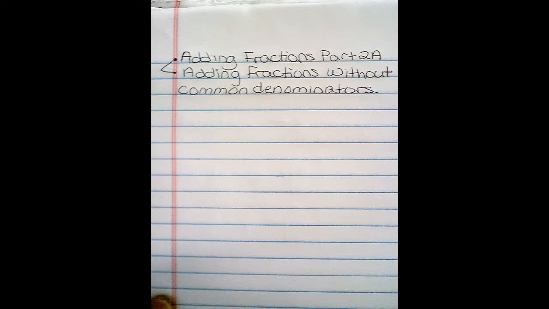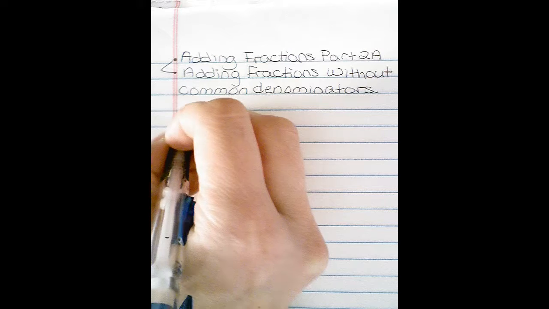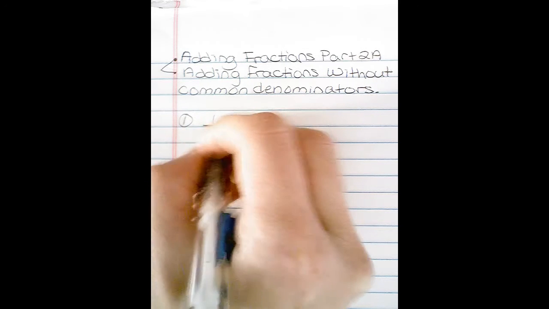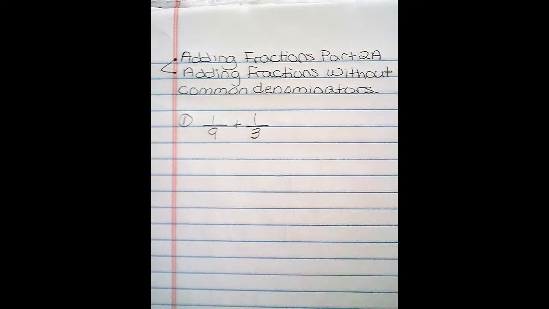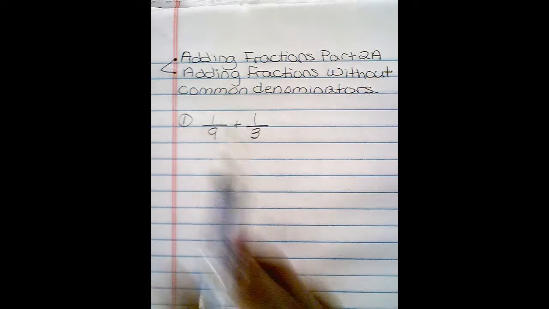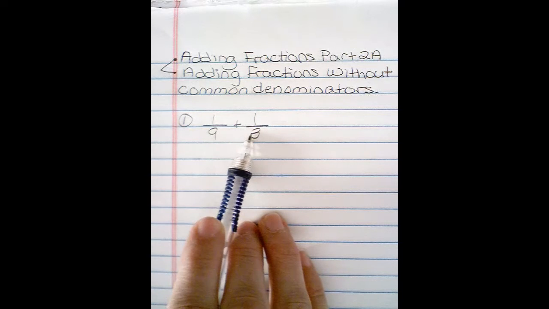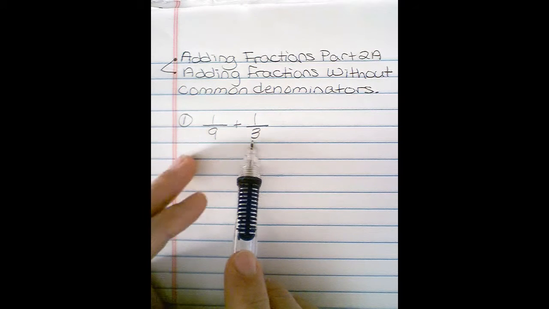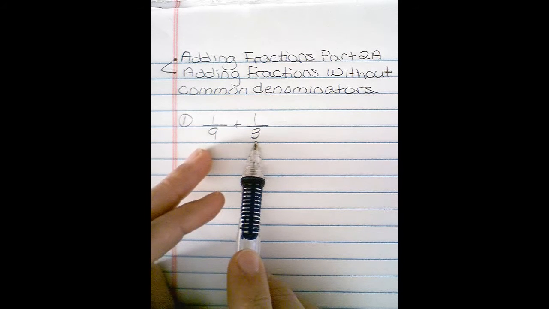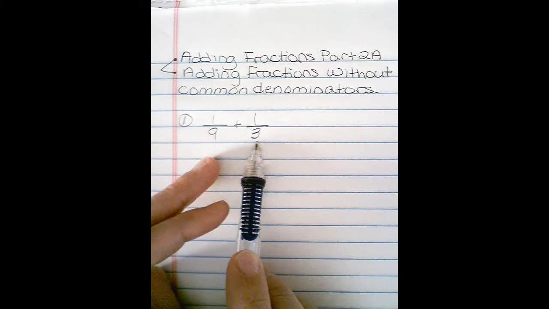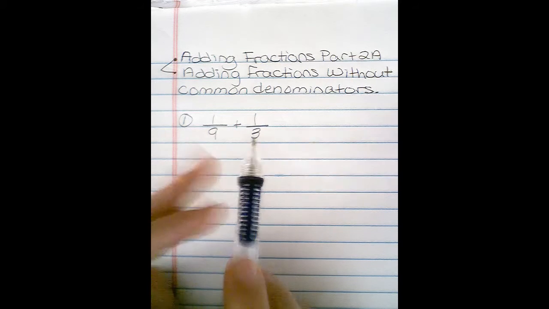So, moving on to today's video, we are adding fractions without common denominators. Alright, so the first problem, number 1, is 1/9 plus 1/3. As you'll notice, we have 1/9 and 1/3. 9 and 3 are not the same number, therefore we do not have common denominators. So, before we start adding, we have to find a way to get common denominators.